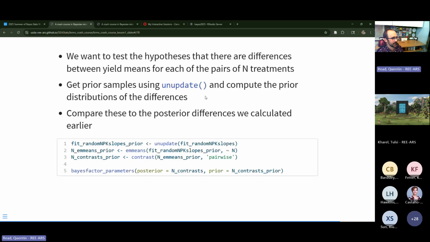And then we will calculate the same estimated marginal means and contrasts. So we have posterior distributions for the differences between our means of the nitrogen treatments. We're going to go ahead and compute prior distributions for those means, and then we're going to use Bayes factor to compare them to the ones we got before.